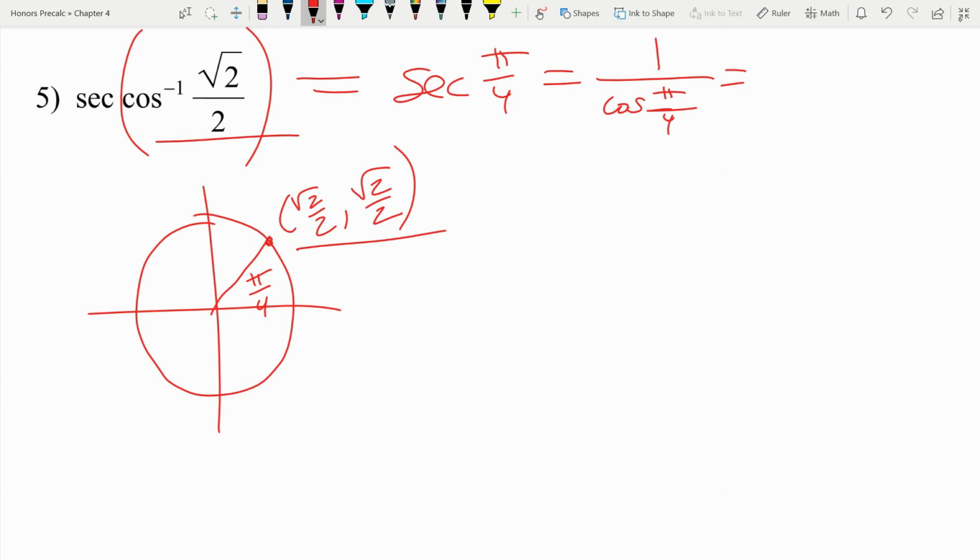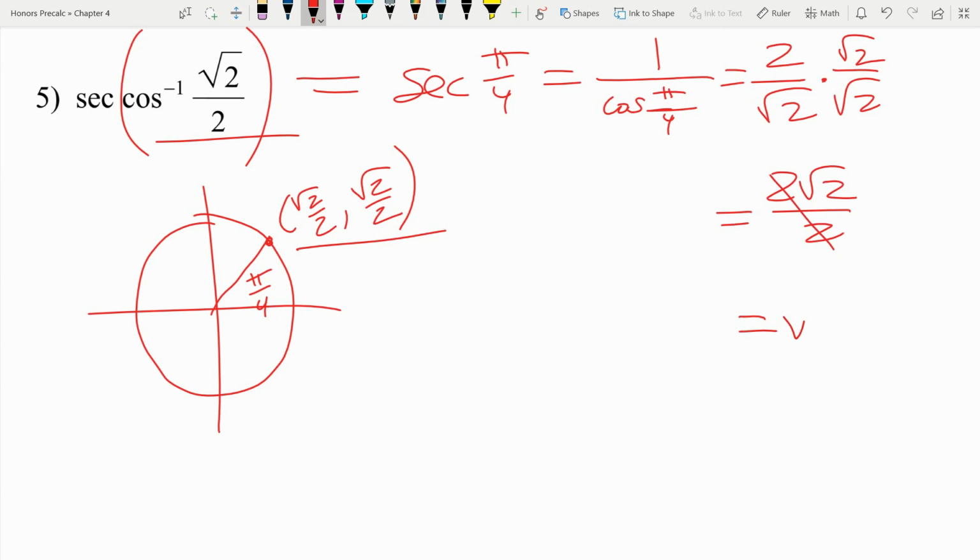So this is really just the reciprocal of the square root of 2 over 2, which would be 2 over the square root of 2. Square root of 2 over 2, flip, just turns into that. Now we don't want to leave it like that. We rewrite this, multiplying both the top and the bottom by the square root of 2 to rationalize the denominator, which gets you to 2 root 2 over 2. Those cancel, and your final answer is just square root of 2.